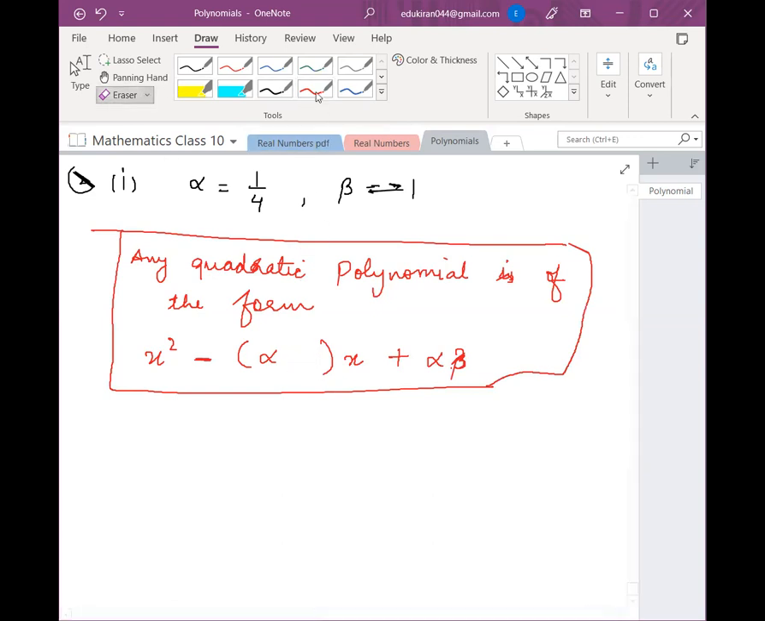Wait, let me write it again. Alpha plus beta. Clear? Okay, so this is the formula you have to remember. If alpha and beta are already known, you can directly write the polynomial. So let's come to the question.